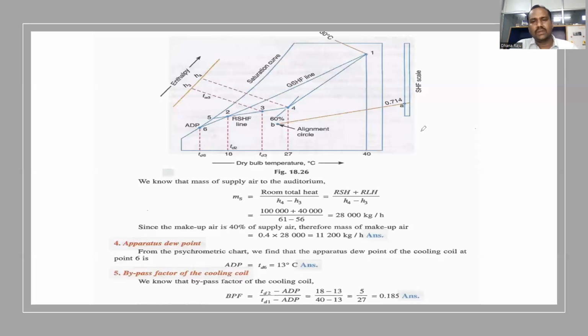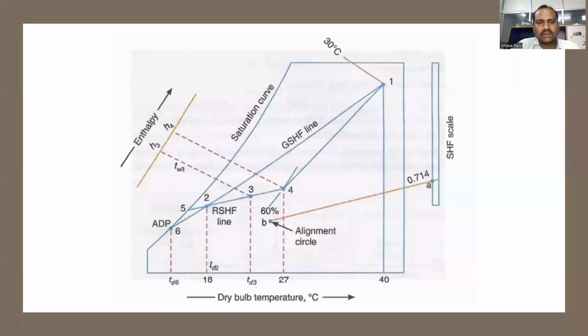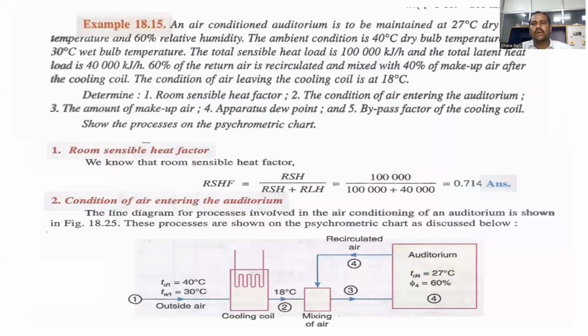So this is the way you need to solve the given problem. Is it clear? So I will summarize the solution for the problem. Whenever a problem is given on air conditioning, in this problem, first you need to calculate the room sensible heat factor. How do you calculate it? It is the ratio of room sensible heat by room total heat. So 1 lakh by 1 lakh 40,000, that is 0.714.